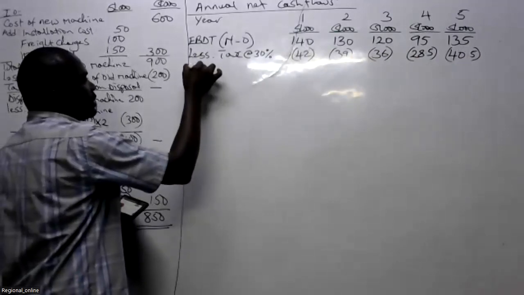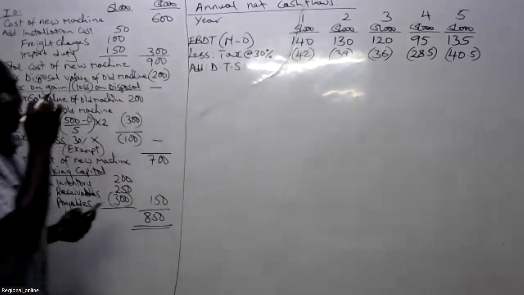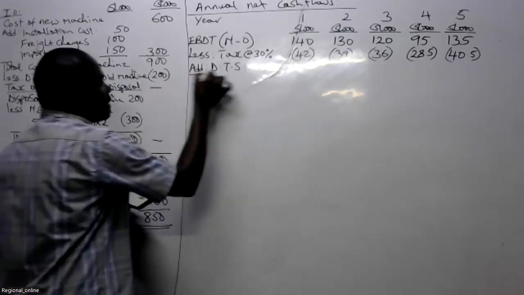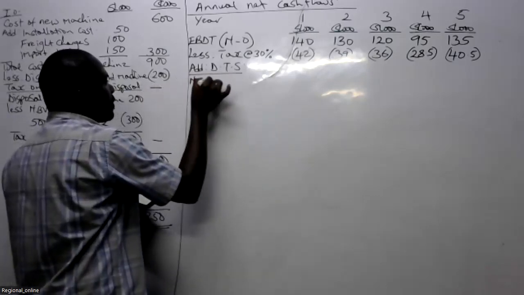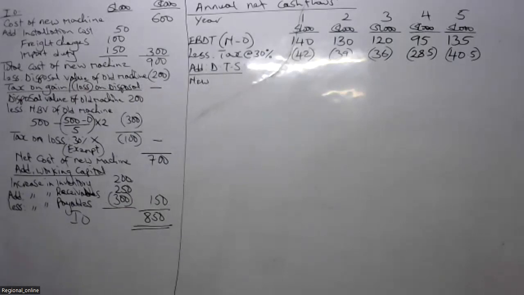Then we add what? The DTS. And that's why replacement, new minus old. After DTS, the new machine minus old machine. So DTS, can we start with the new? The cost of the new machine is how much? 600, 900, 700.